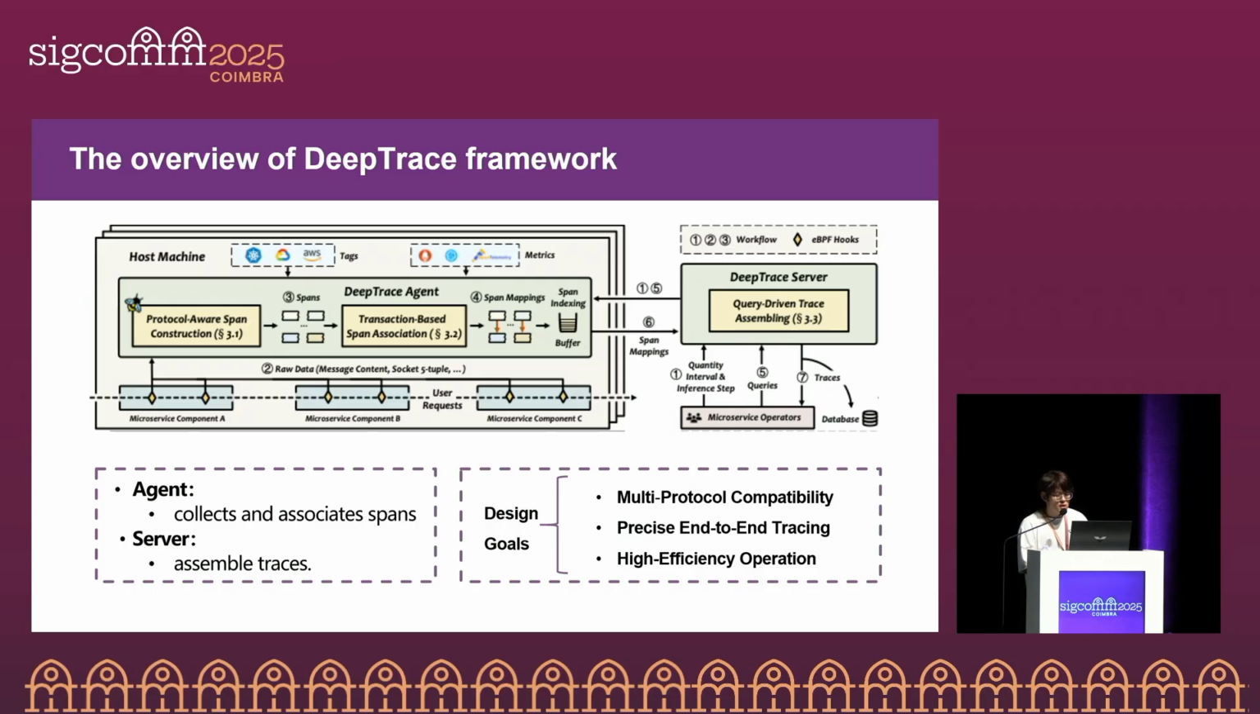Our architecture consists of two core components: agents deployed on each host and a server deployed across the microservice cluster. The agents are responsible for span construction and transaction-based span correlation, while the server handles final assembly of the request trace.